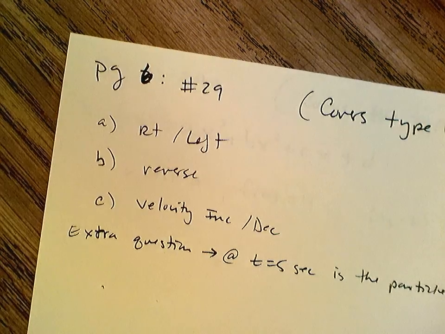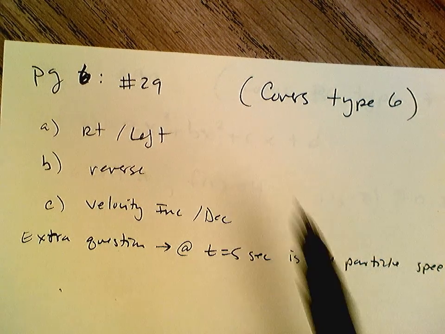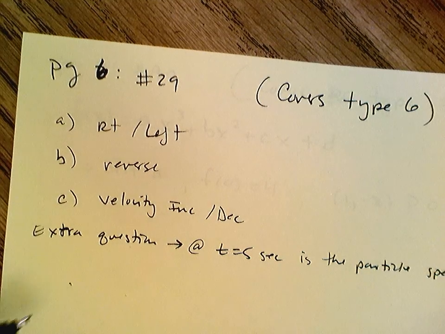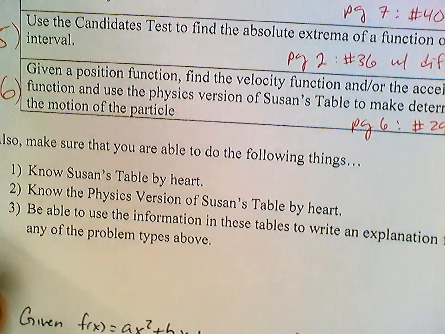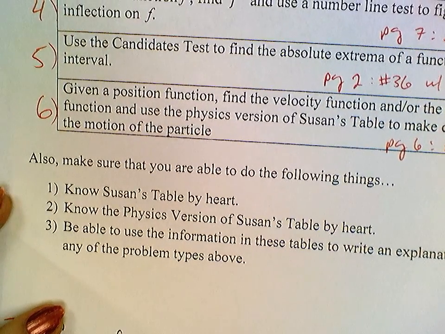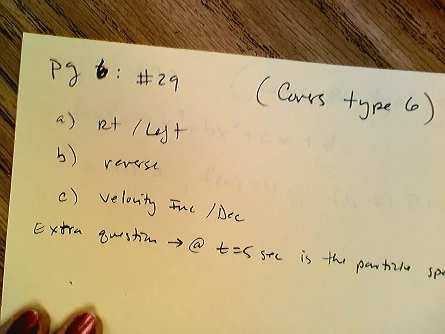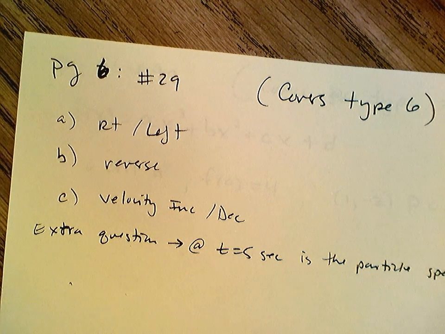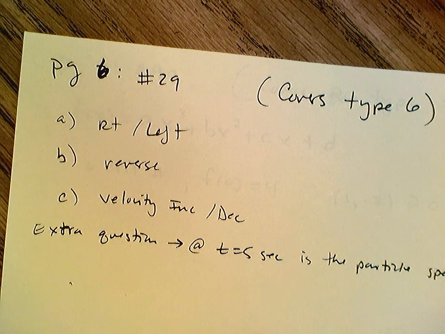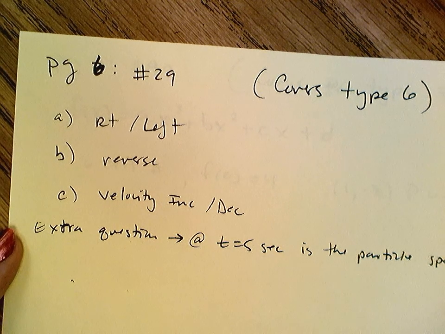Okay, so page 6, number 29, this covers type 6. Oh, wait. Covers type 6. Oh, yeah. Okay, so let me find it. Darn it, I think I threw out my packet. Shoot, I threw out the packet, so I have to make another. Okay, so this will be in the part 3 video.